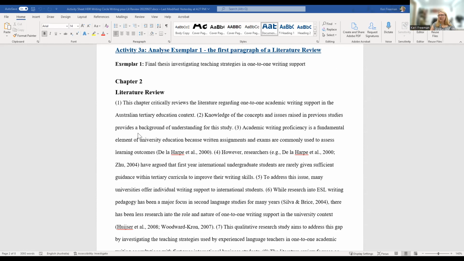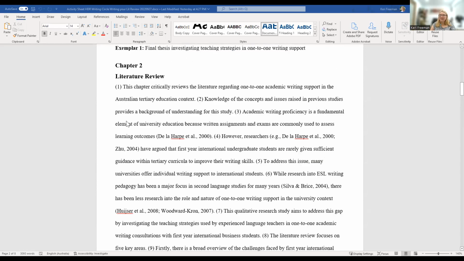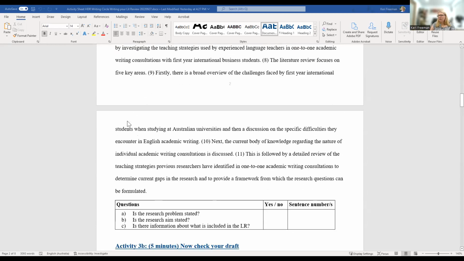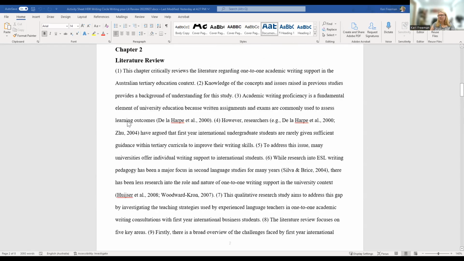So this is a final thesis. It's actually for a master's. It's a master's dissertation, which means it's a little bit shorter than a final thesis for a PhD, but still all the same principles are applying, of course. All right, let's have a look. So you guys are looking for research problem, research aim.